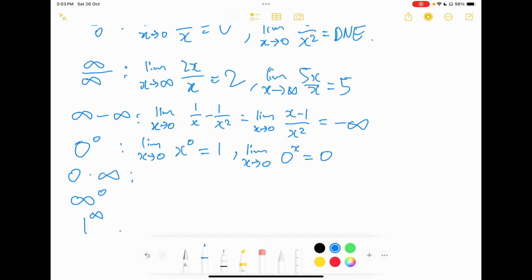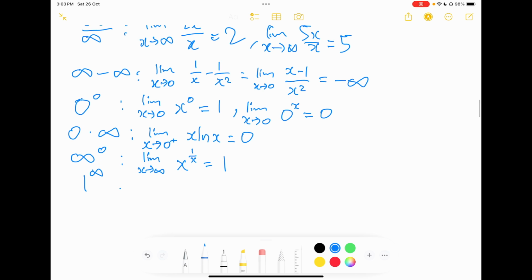And then next, moving on to 0 times infinity, we will have some limits that take this form, like x times ln x, the right-handed limit. And I'll just say that it's 0, without any proof. But you can figure it out using techniques that I will explain later. And then we have infinity to the power of 0. So you can take the limit as x approaches infinity of x to the power of 1 over x. And this is actually 1. I will also not explain, but later you can figure out why.